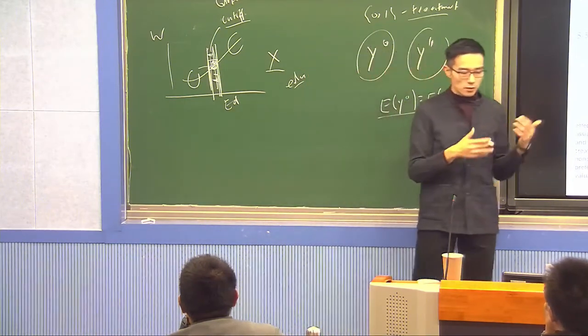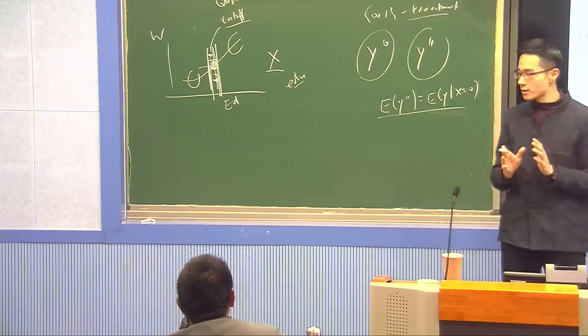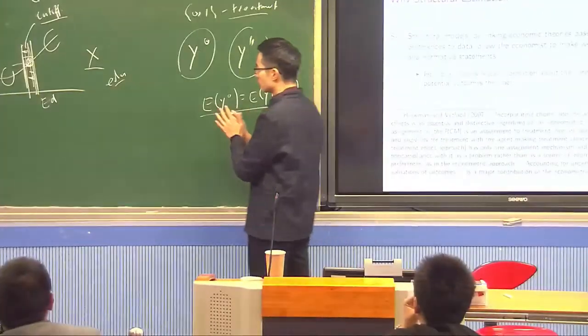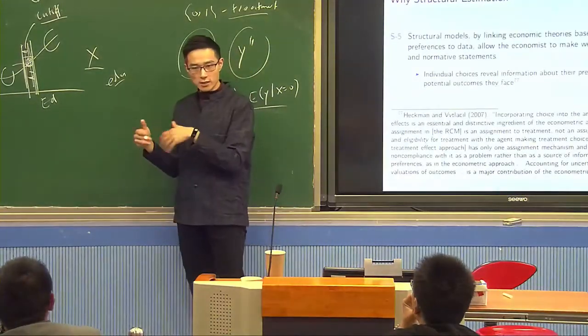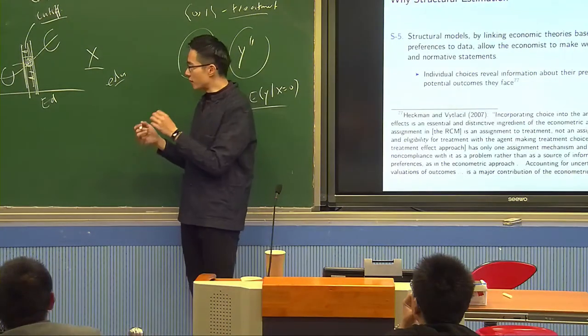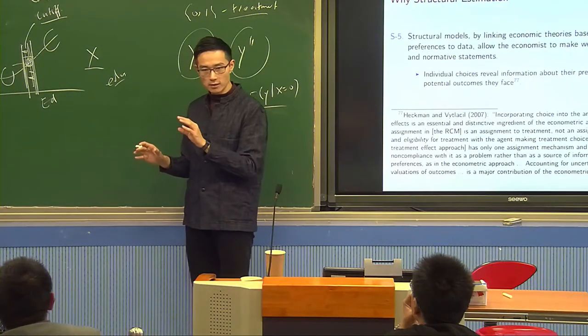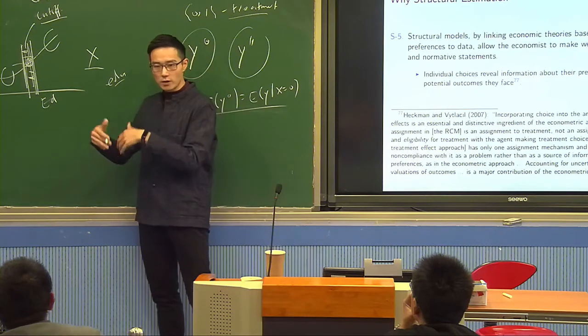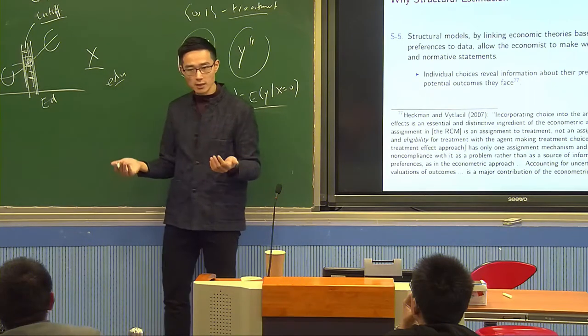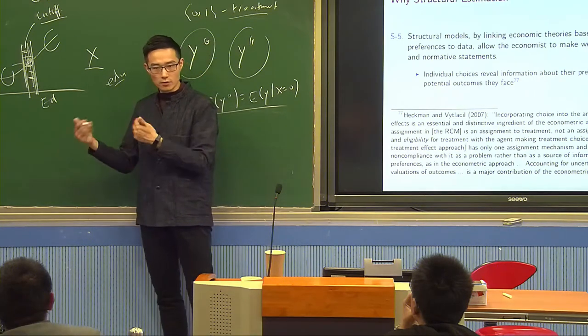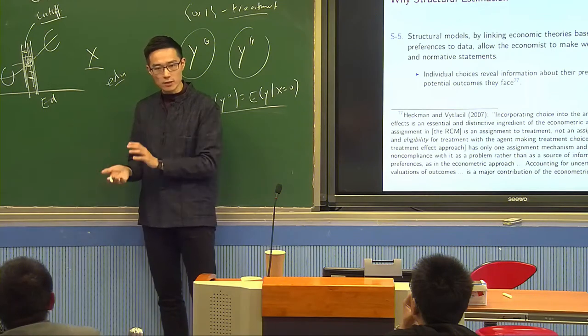But Heckman and Vytlacil were talking about a deeper point, which is that this kind of approach does not force the econometrician, the economist, to think very clearly about the mechanism. The mechanism of why, like where does the treatment effect for college come from? And how do people actually choose college versus non-college? How do people actually make the choice?